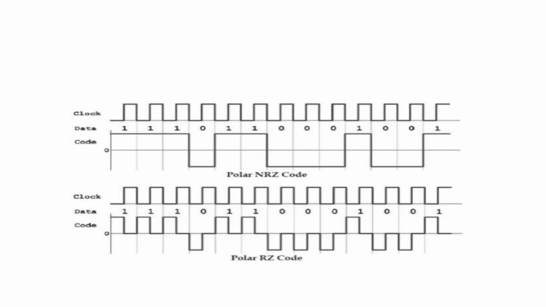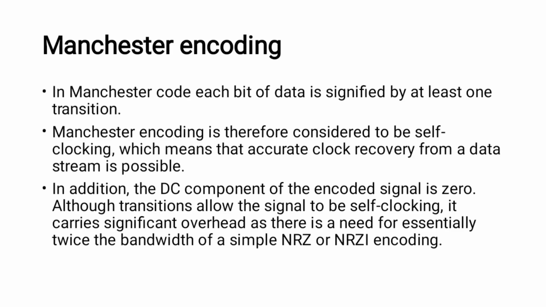In polar NRZ code, if the data is 1110, shown with clock and data, whenever there is logic 1, the whole duration, the full duration, of logic 1 will be available. Whereas in polar RZ code, when it comes to 0, in the middle of the data it goes down. That is the difference between polar NRZ and polar RZ. So your code pattern also varies here.